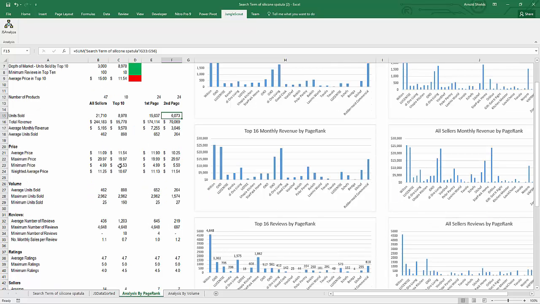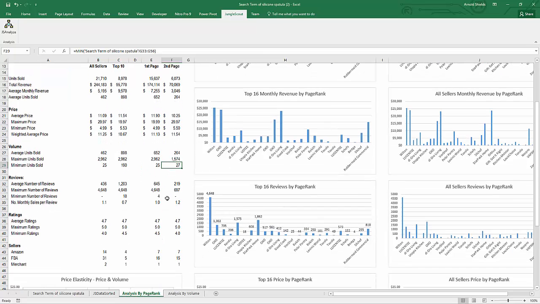We can then look at the price, and we can see here the maximum price is $19.97. The minimum, however, is $5.53 in the top 10, and we've got a weighted average of $10.67. We can have a look at the maximum units sold. So we're looking at someone on the second page basically selling one a day. We can look at the number of reviews, and we can see that there's some minimum number of reviews. Someone on the first page has only got 4 reviews. That's unlikely. It's probably just a promotion at the time.